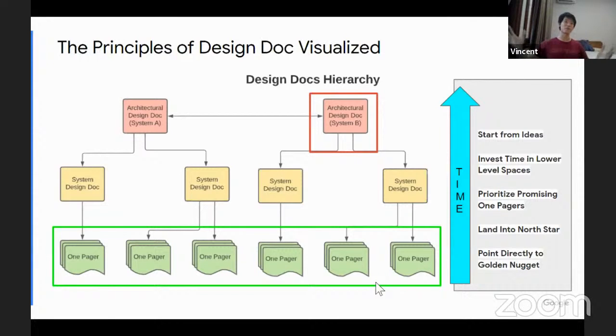Does it make sense to look into reach and impressions? Do we also need to look into, for example, different users or churn of customers? A certain improvement from the idea can actually lead to a metrics change, based on my experience. So it's always from the bottom up, but it could also go down again. This is not one way; it could also go down again from a design doc to another one-pager and so on. That's where we try to point directly to the golden nuggets and land on the North Star.